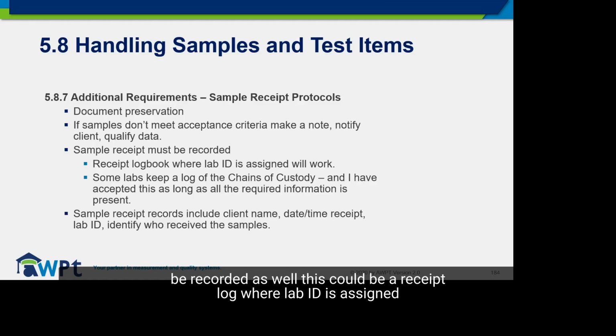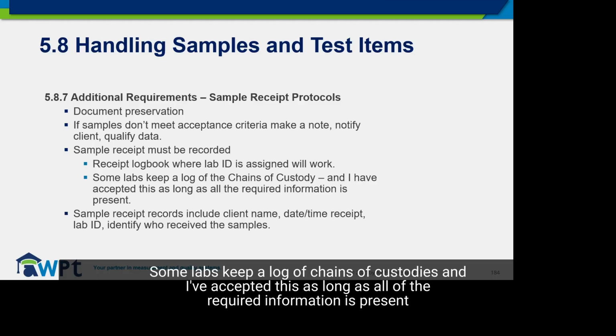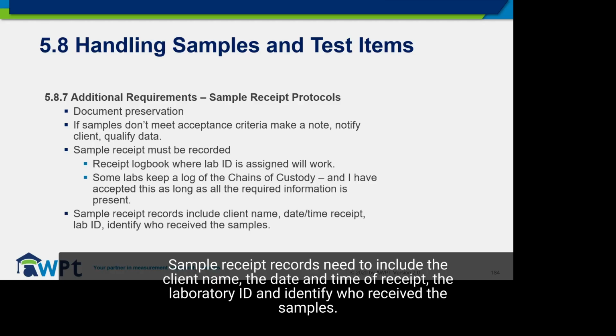This could be a receipt log where lab ID is assigned. Some labs keep a log of the chain of custodies, and I've accepted this as long as all the required information is present. Sample receipt records need to include the client name, the date and time of receipt, the laboratory ID, and identify who received the samples.